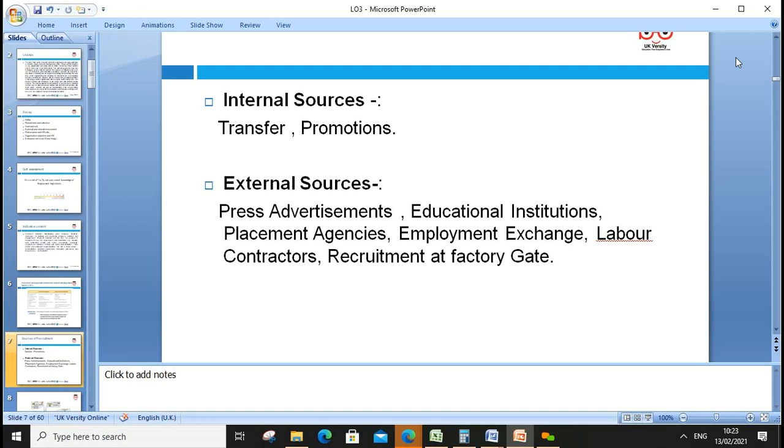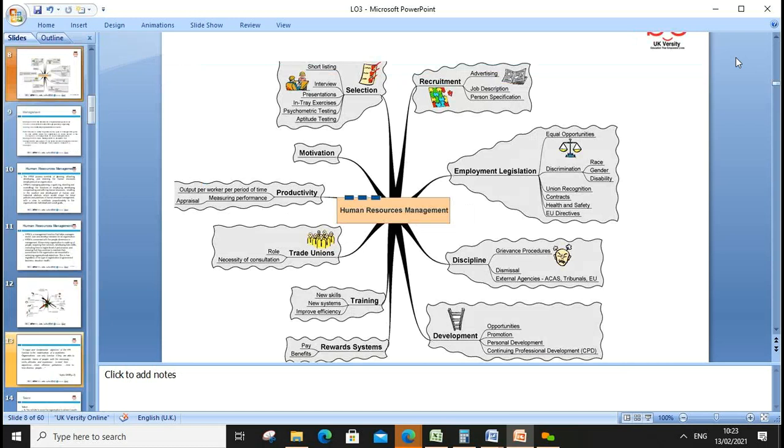Recruitment: if we want to recruit people, internal sources are transfer and promotion. External sources are press advertisement, education institutions, placement agencies, employment exchange, labor contractors, and the factory gate. At the factory gate we can recruit people.